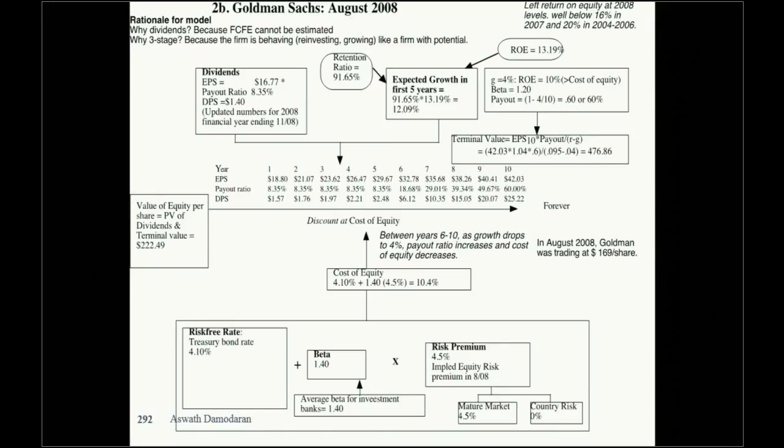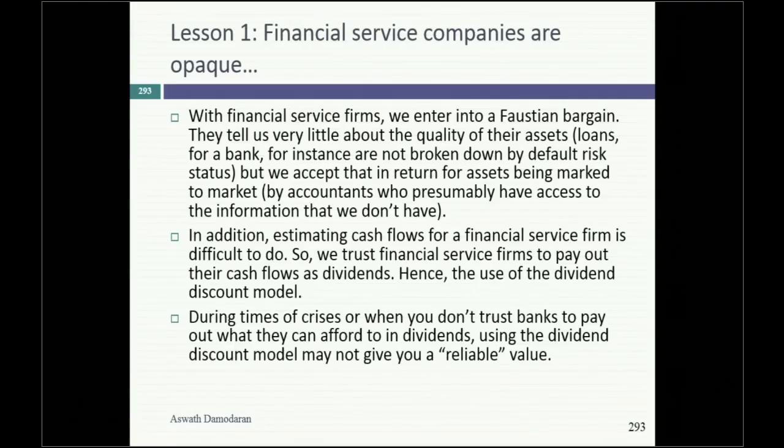Dividend discount model, where you're essentially trusting regulatory authorities to do their job and trusting managers to pay out what they can afford to in dividends. Well, I've learned that I can no longer do that. In fact, there are 3 lessons I want to bring home about banks. First is, banks are incredibly opaque creatures.